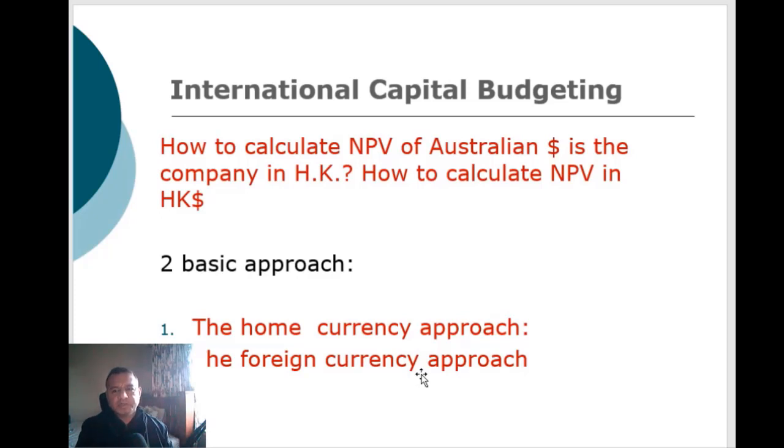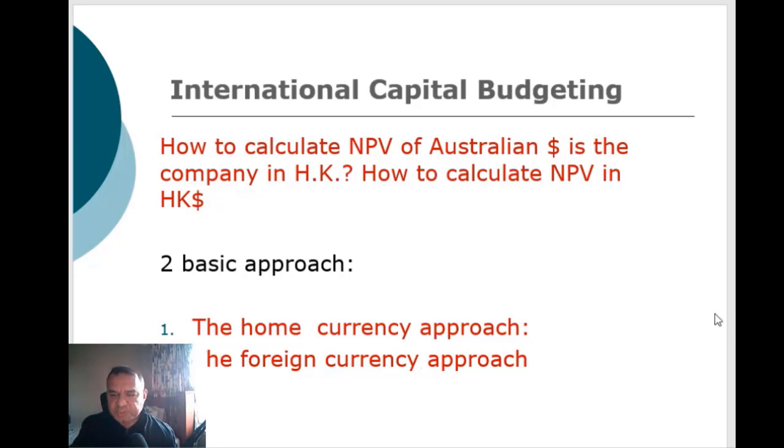International capital budgeting. In all of our slides, we talk about the international markets, exchange rate parity, and the international financial markets, and how we calculate the exchange rate using different factors. Now here we'll talk about international capital budgeting, and we'll look at two different approaches. One is called the home currency approach, and the second is the foreign currency approach.